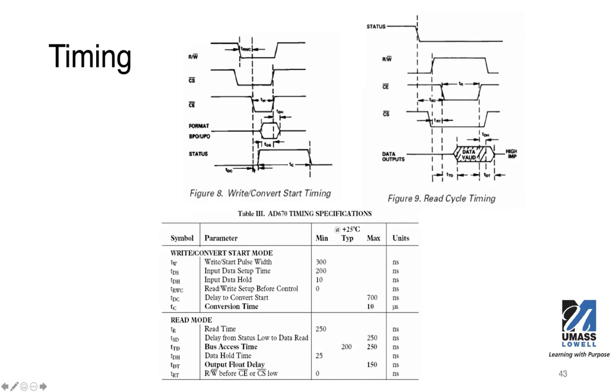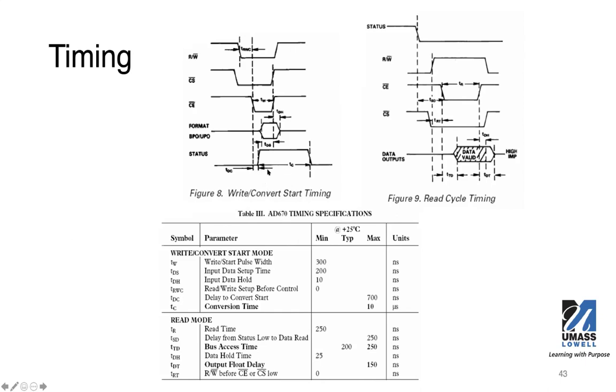And then the chip internally has to prepare to actually start. So there's a delay to convert start. TDC is the additional time before the conversion actually starts internally. And then this TC is the conversion time. So from this point to here, that's the conversion time, and that's typically 10 microseconds, whereas the delay to convert start is 700 nanoseconds. So this part here.